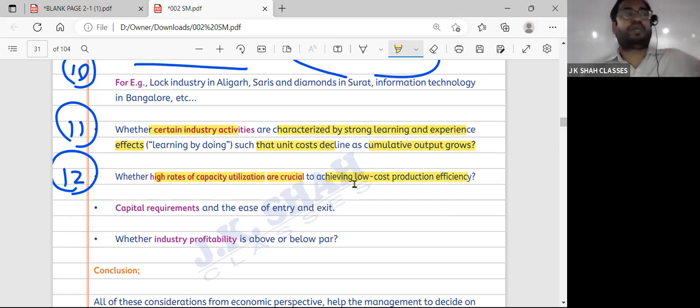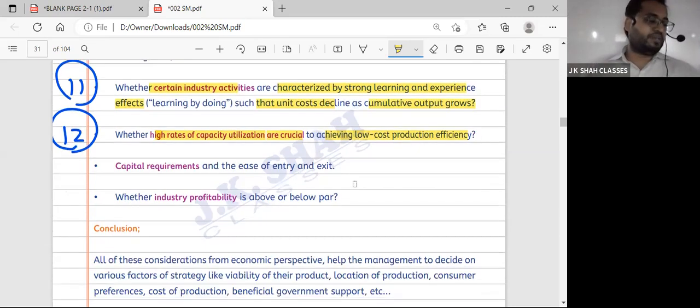You understand piling up, right? You are storing the cost. Unnecessarily you are increasing your storage cost. That is not good for business. So you need to strike a balance. Should I compromise on the number of units to manufacture or should I compromise on the cost per unit? What is your choice? You need to choose. Think before you start the business. That is what this point is talking about. Whether high rate of capacity utilization is required to reduce the cost, to achieve cost efficiency. Cost efficiency means reduction in cost.